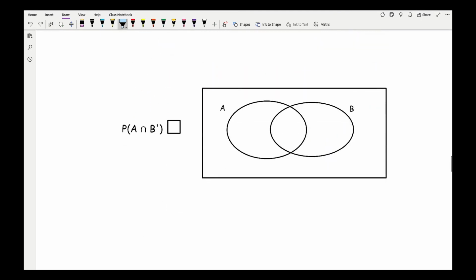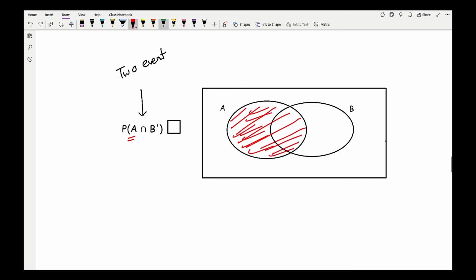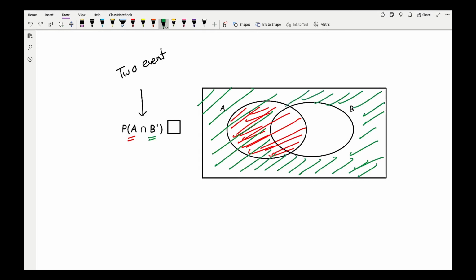Now the next thing we look at is A and not B. Here we've got two events. Let's use a different colour pen. One event is A. So if I shade in the area of A in red, this is what's represented by A. And then if I use a different colour and shade in all the areas that are not B, so not B is everything that is not included in the B circle, which is there. And now because I've got the "and" symbol, I want the places that are shaded in twice.